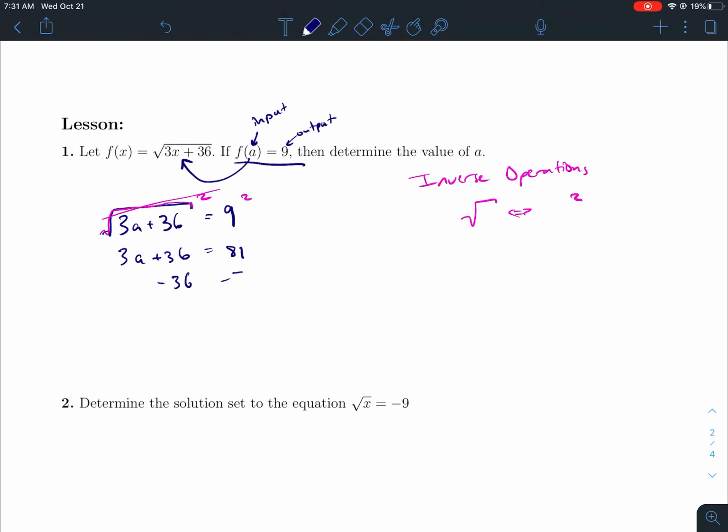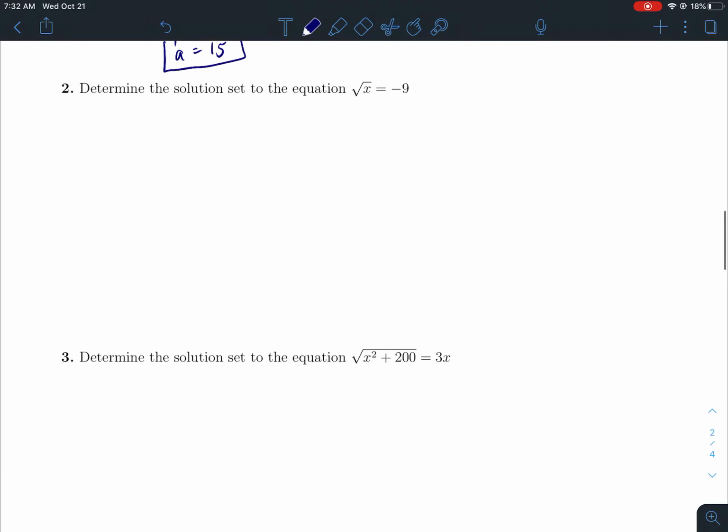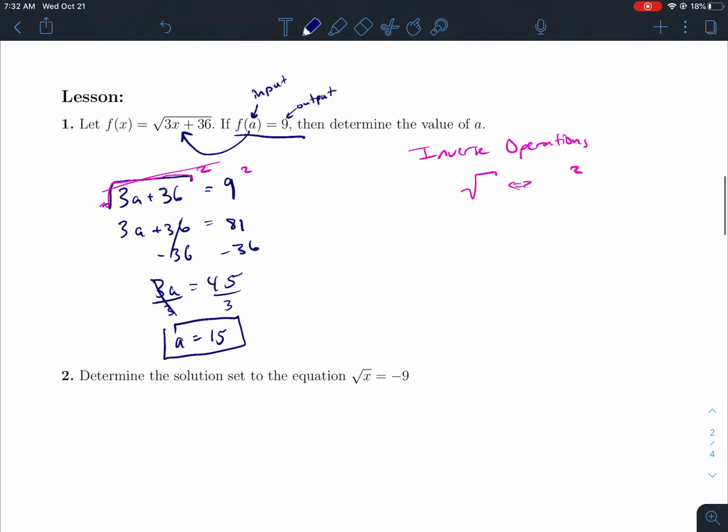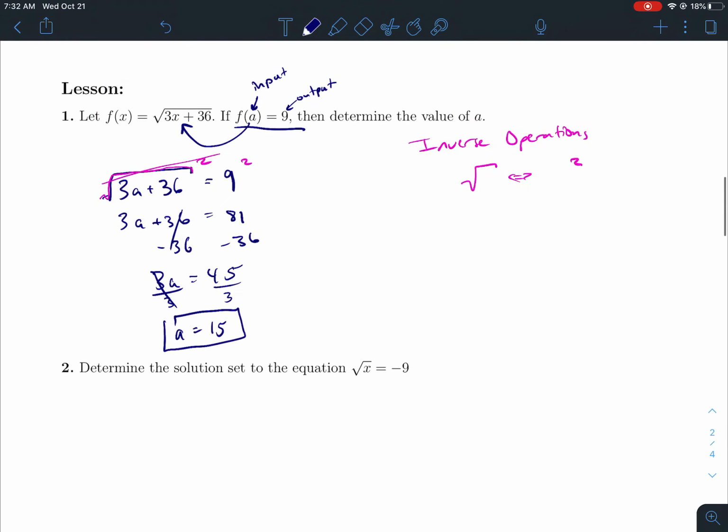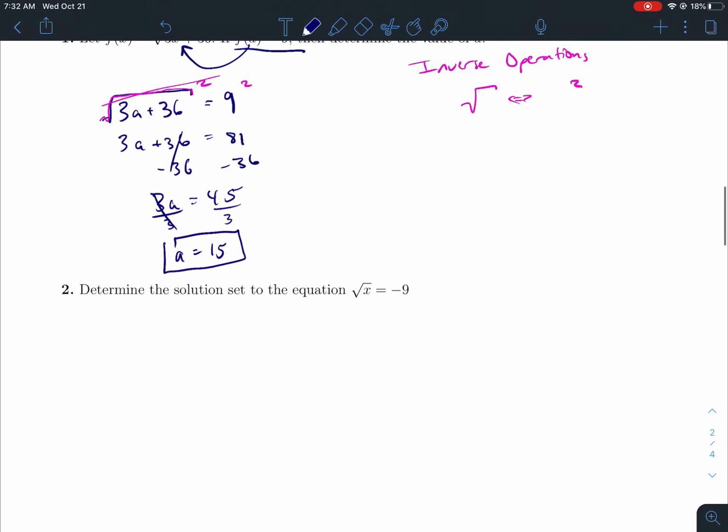We subtract 36 on both sides, because now this looks like a normal equation. And we get 3a is equal to, I think, 45. And then we divide by 3 on both sides, and we get that a is equal to 15. And for now, we are done. This input value gives us 9. Alright, so seems pretty straightforward. Let's see if there's any things that we have to worry about with these square roots.